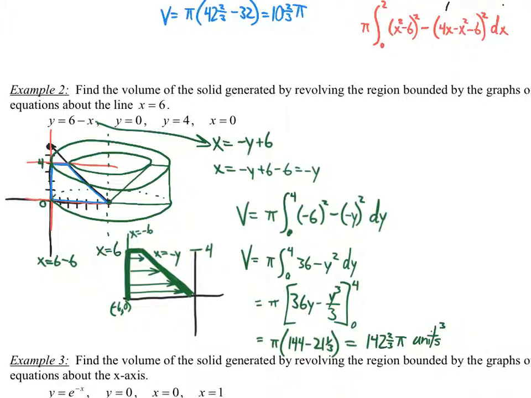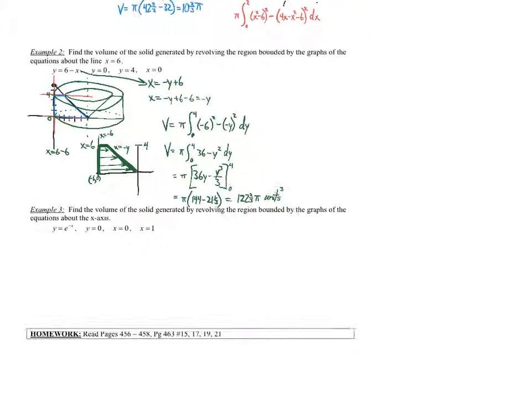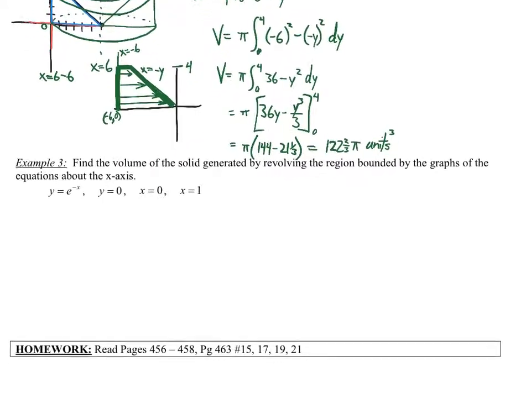So when we're shifting it to the left, to match the axis, the reason why it's negative y plus 6 minus 6. Let's do one more for practice here.